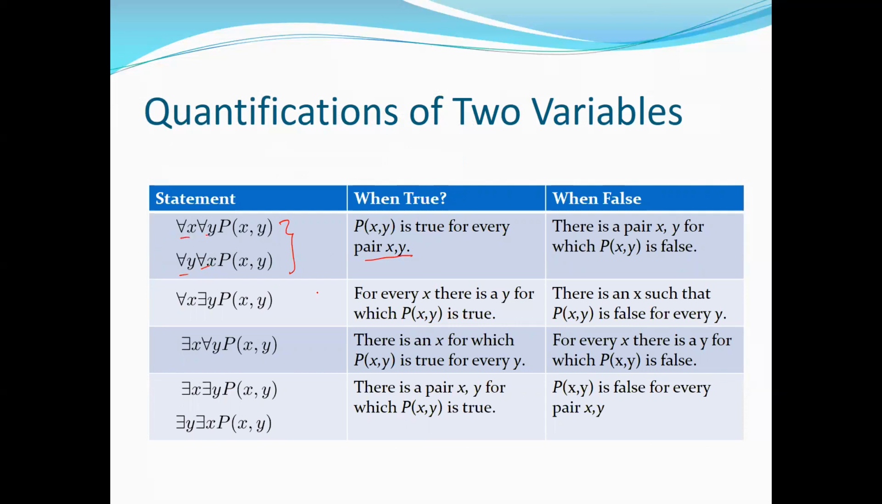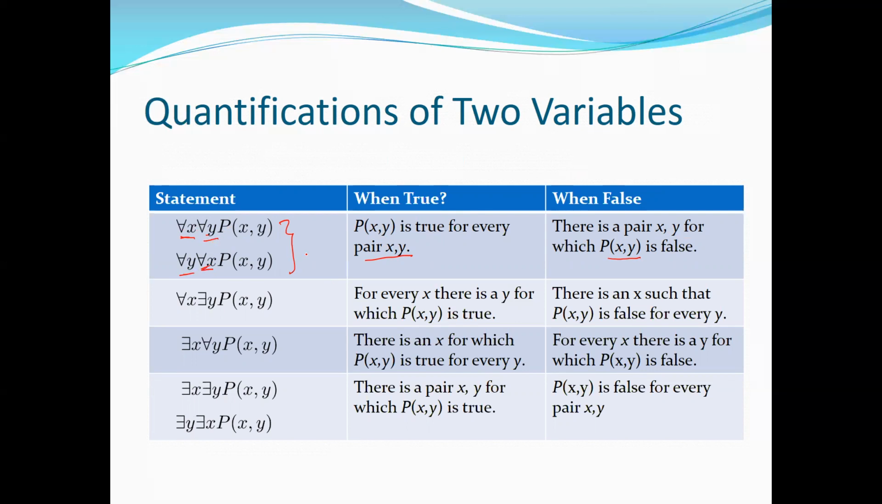It is false if it is not true for even a single pair. So then it becomes false: there is a pair x, y for which P of x comma y is false. This will only be true when it is true for all the pairs of x and y. That is why we are talking about for all x for all y, right?